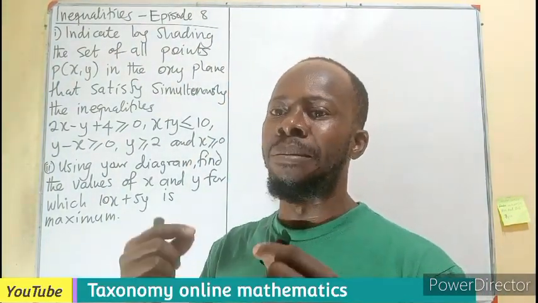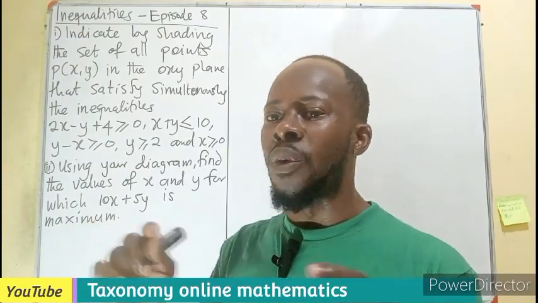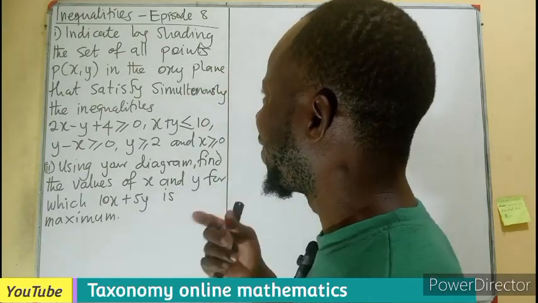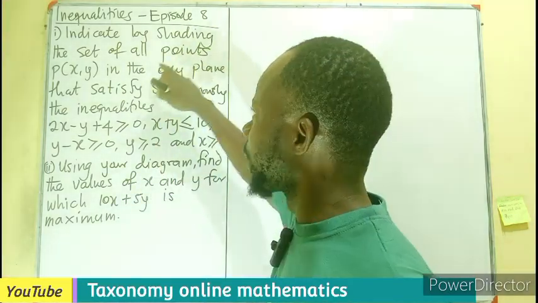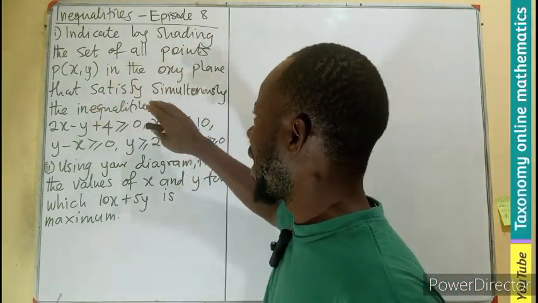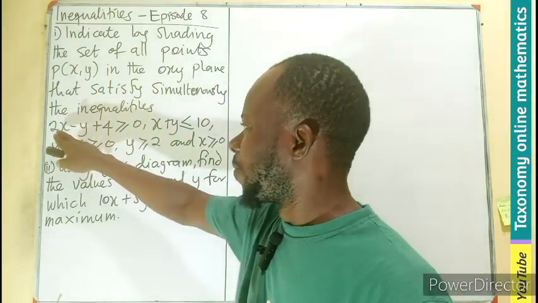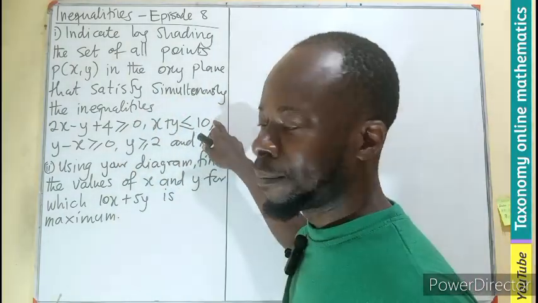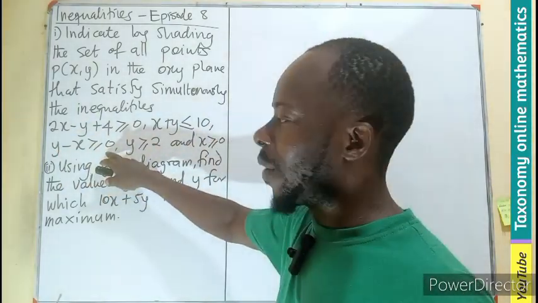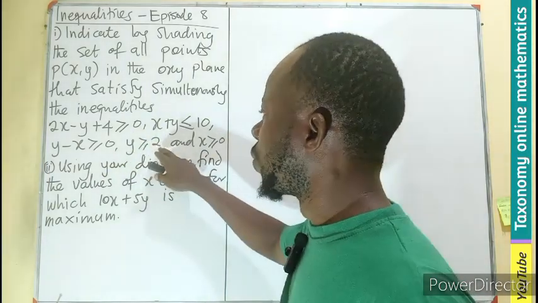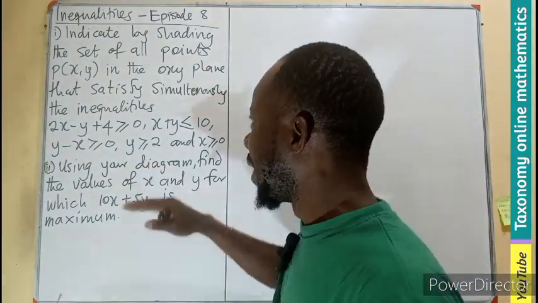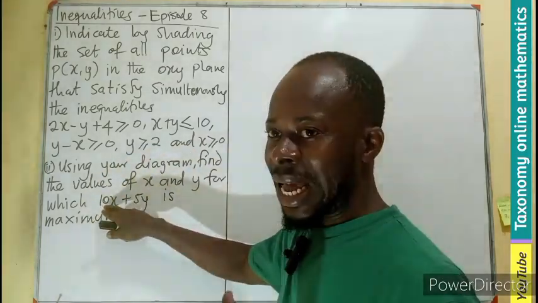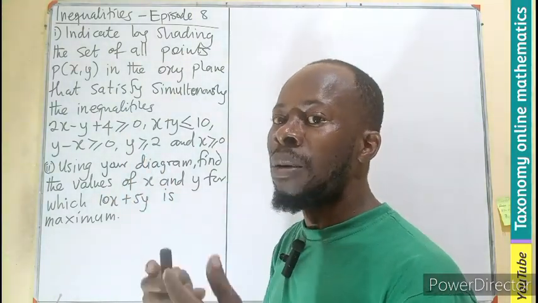How we can find the minimum and the maximum point after plotting two or more inequalities simultaneously on a graph. Here we are to indicate by shading the set of all points P(x, y) in the OXY plane that satisfy simultaneously the inequalities: 1. 2x minus y plus 4 is greater than or equal to 0. 2. x plus y is less than or equal to 10. 3. y minus x is greater than or equal to 0. 4. y is greater than or equal to 2. And 5. x is greater than or equal to 0. When we are done, we use our diagram to find the values of x and y for which 10x plus 5y is maximum. So we are finding a maximum point.